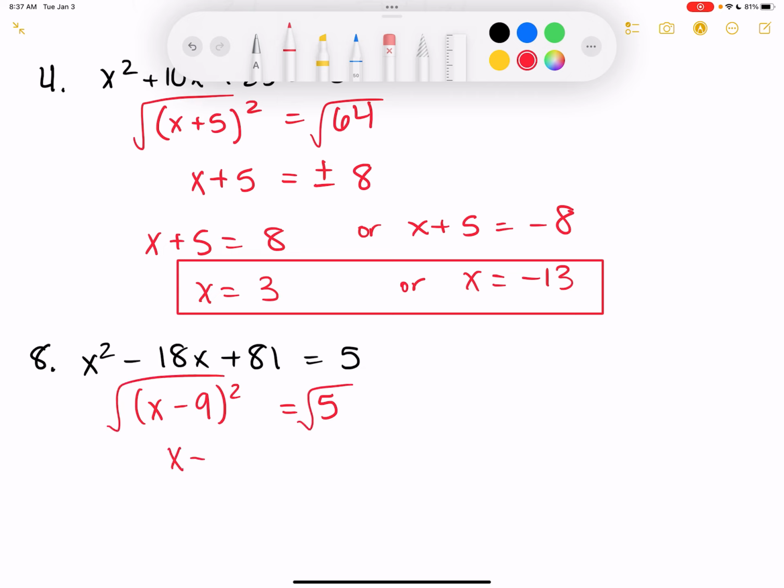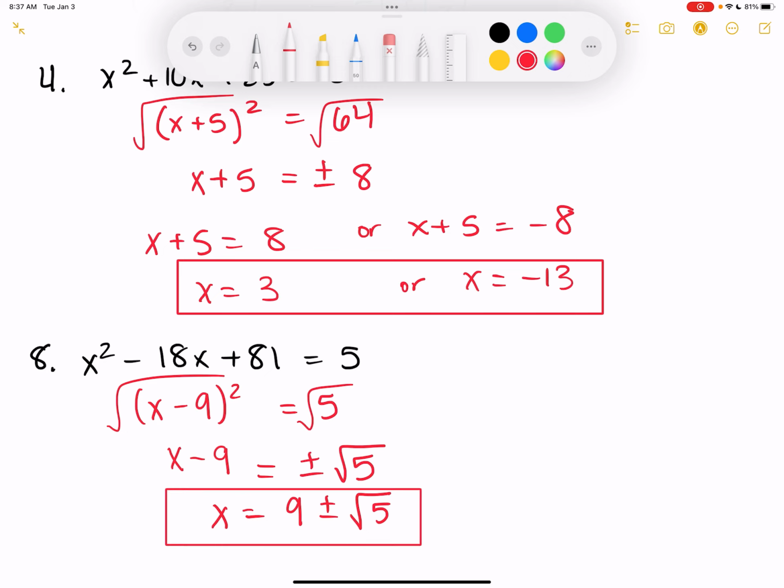X minus 9 equals plus or minus the square root of 5. And so then we just need to move the 9 over. So x is equal to 9 plus or minus the square root of 5. And since it is in a square root, we can leave it all as one, but technically that does give us two answers.